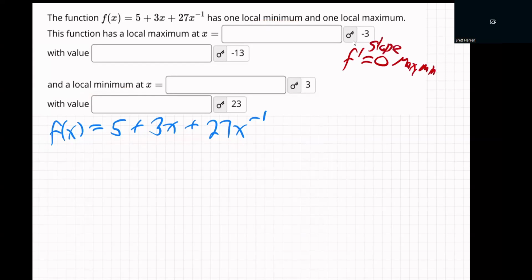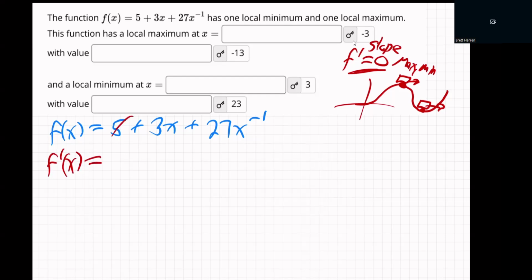And when the slope is zero, right? Imagine a little graph. A function goes up and then goes down. At a max, if you're a little roller coaster, you're flat. Your slope is flat at a max. And if you're at the bottom, your slope is flat again. At a max or a min, your slope is flat, your derivative is zero. So let's take the derivative.